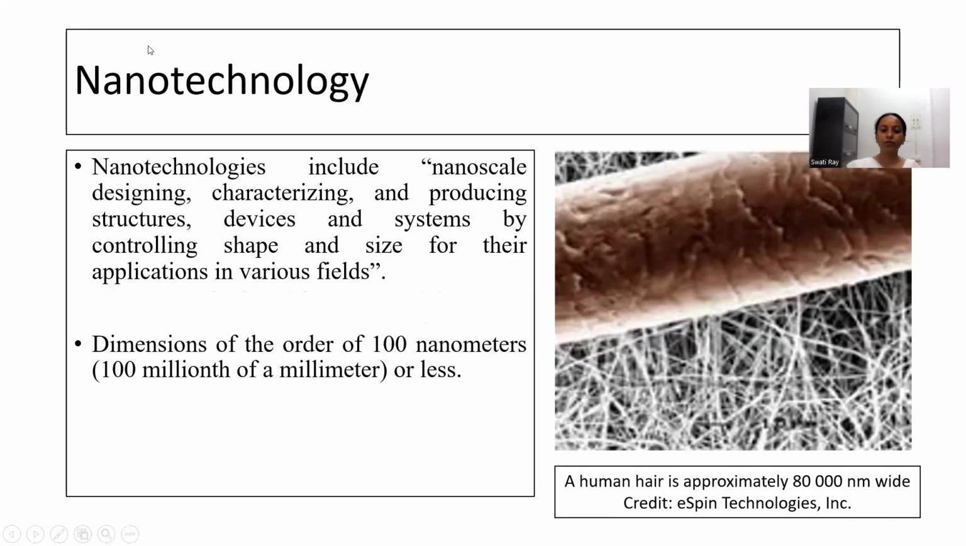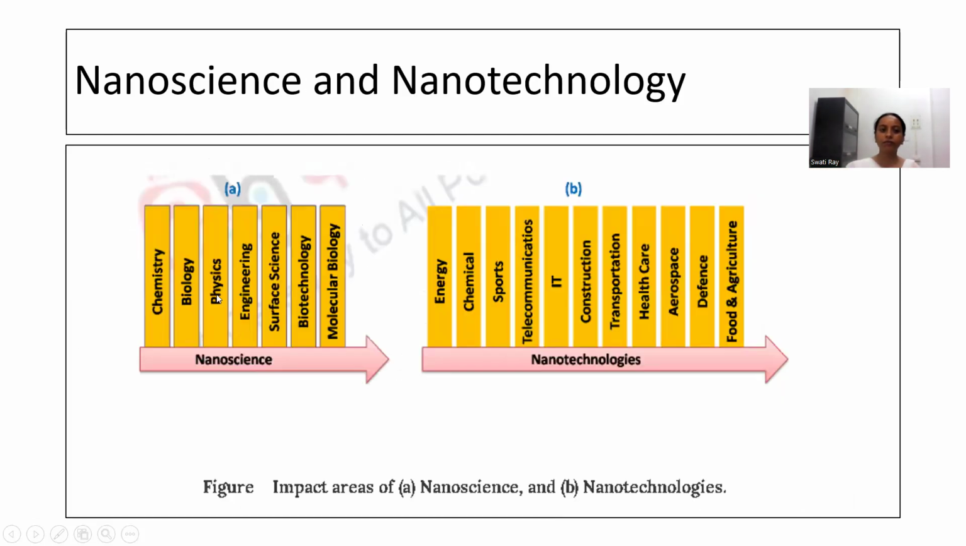So first, we should understand what nanotechnology is. Nanotechnology basically deals with nanoscale designing, characterizing, and producing structures, devices, and systems by controlling shape and size for their application in various fields. This nanoscale dimension is considered to be 100 nanometers or less. So anything based on 100 nanometers or less comes under nanotechnology.